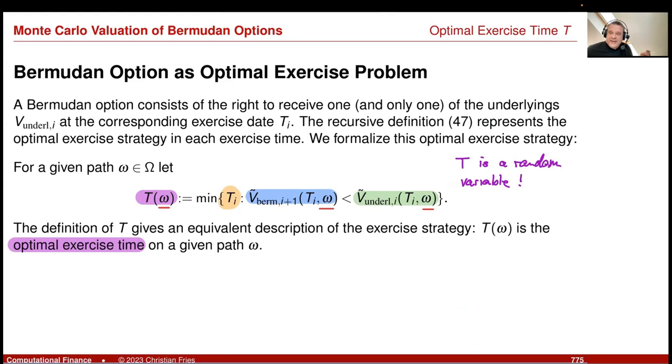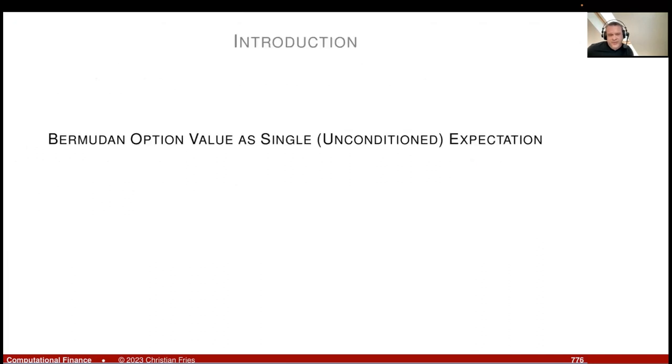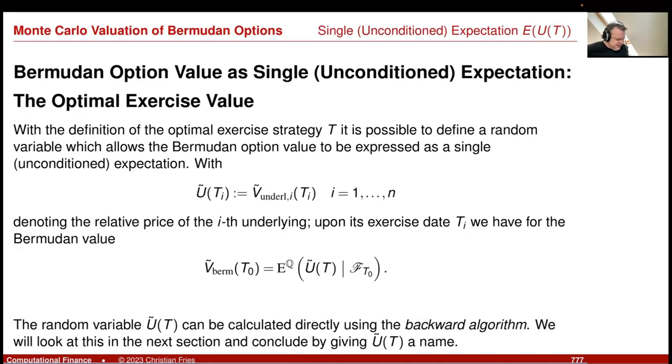Okay, so this random variable encodes the exercise strategy. So it's an equivalent description of the exercise strategy. Because if I plug in omega, it tells me what is the corresponding time to exercise the option. If I have this random variable, the stochastic time capital T here, so this is my optimal exercise strategy capital T, I can now express the value of the Bermudan in a very elegant form.